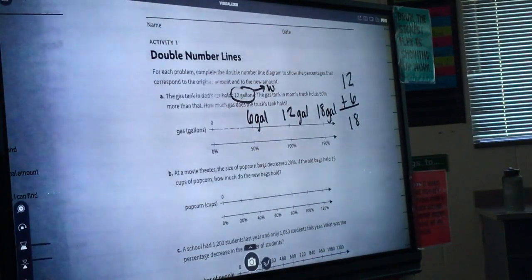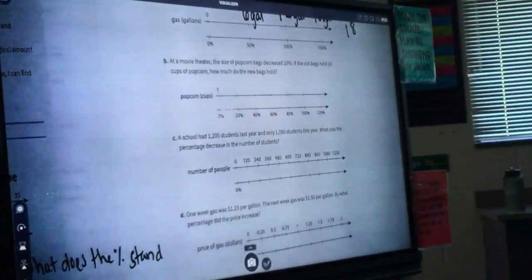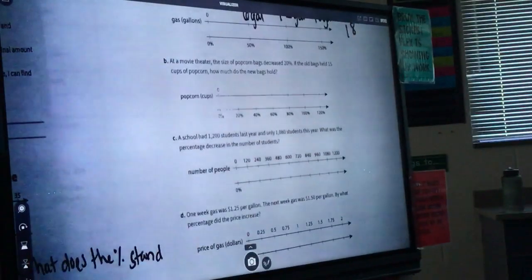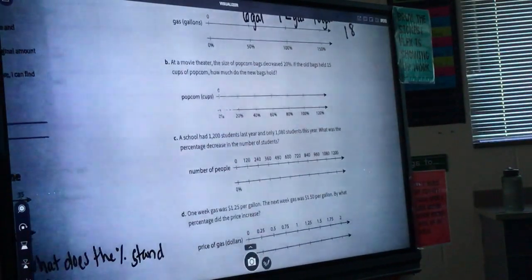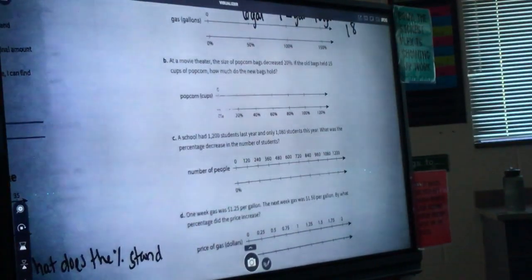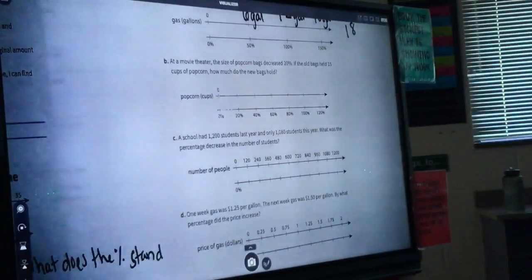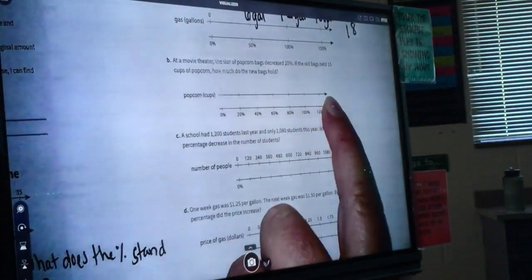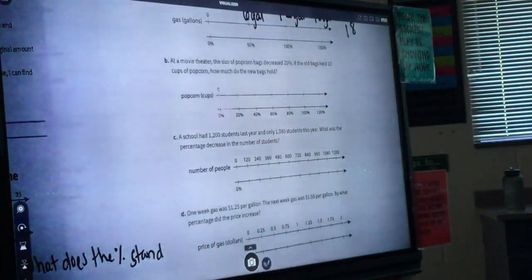All right? So letter B, it says at a movie theater, the size of a popcorn bag decreases 20%. If the old bags held 15 cups of popcorn, how much do the new bags hold? As a group, you are figuring this one out. You have to have this whole number line filled out, and you have to have your answer. You're working together on just B. When you are finished, stand up.